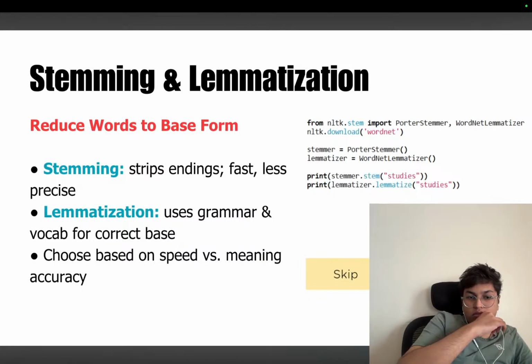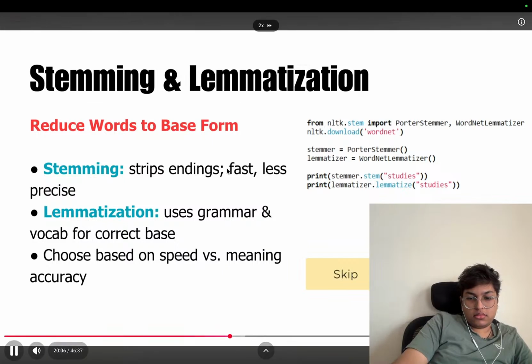And then there are stemming and lemmatization, both of which reduce words to their stems. Stemming uses simple algorithms to strip off word endings. Quick, but sometimes imperfect. Lemmatization uses vocabulary and grammar rules to find the true root form. Stemming is fine when speed is of the essence, while lemmatization is better when meaning matters.